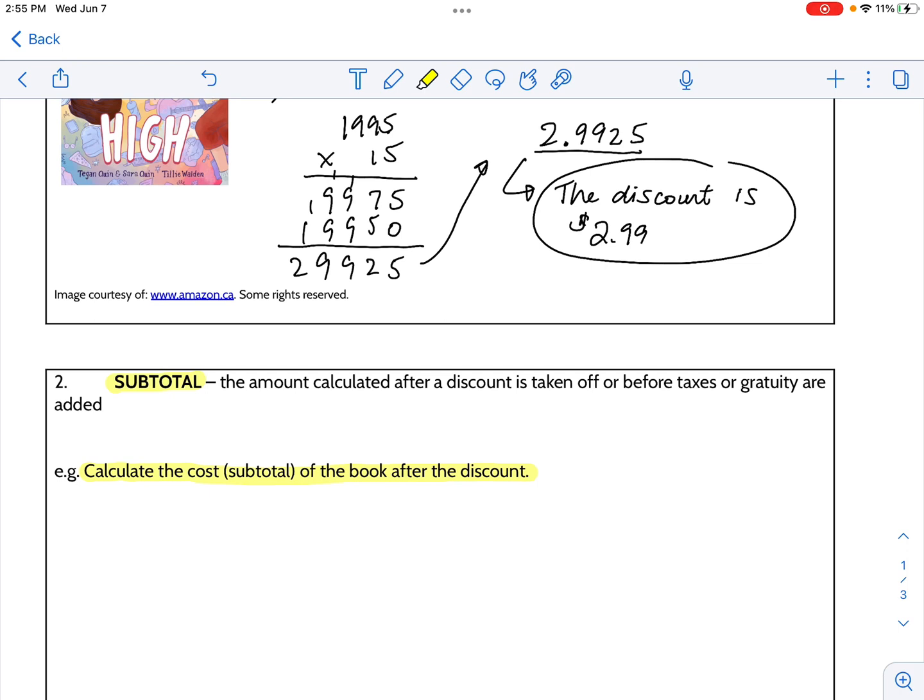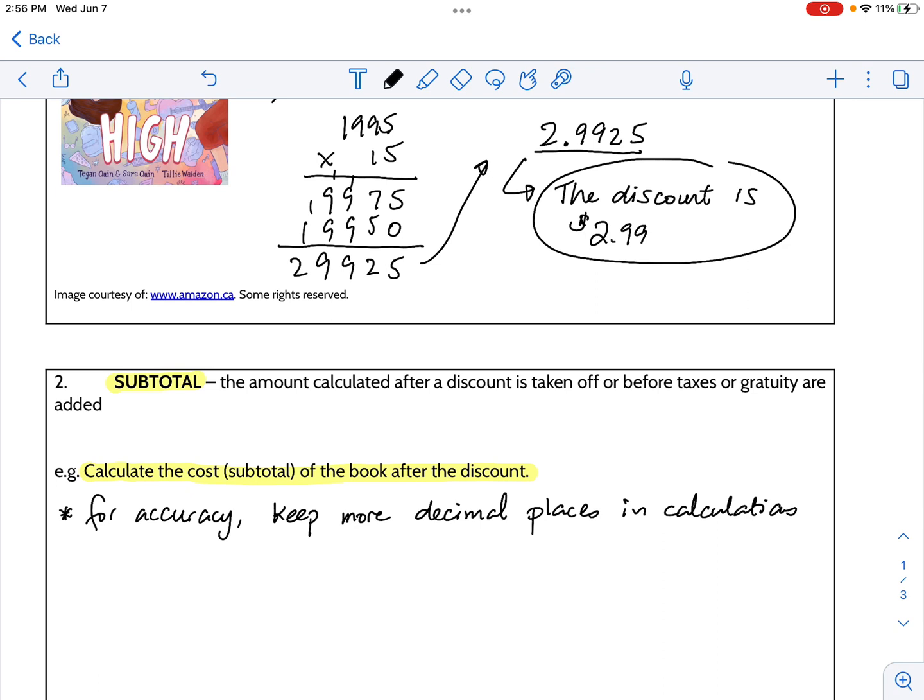So what you're gonna do, and I'm just gonna write this down for accuracy, and this is why I kept that original answer up there. I want you to keep more decimal places in the calculations from number 1 so that you're a bit more accurate. So you're not rounding too much, okay?